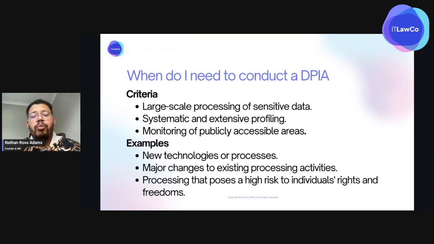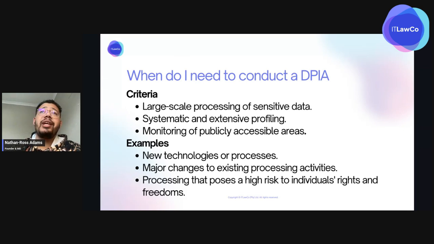But over time, what has emerged is criteria for when to conduct a DPIA, aligned with the global approach to data protection: large-scale processing of sensitive data, when there's extensive profiling of data subjects, or if public areas are being monitored, for example, by CCTV footage. However, again, that is the global approach.